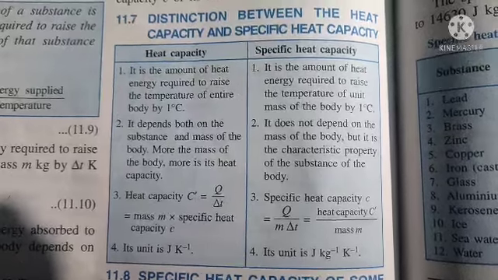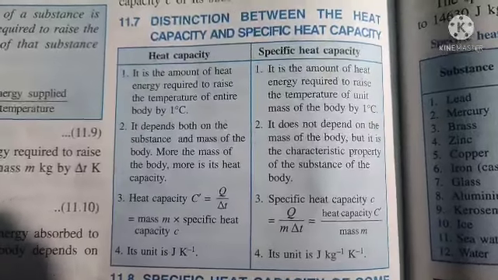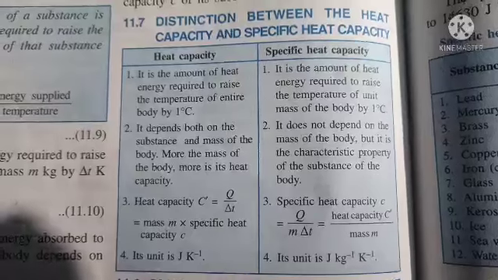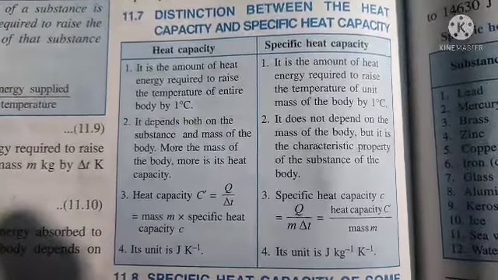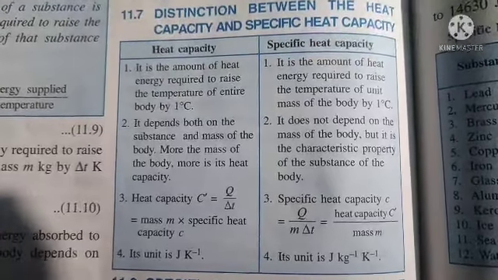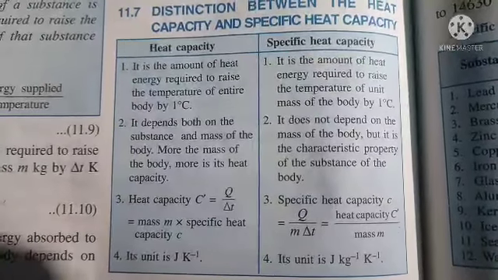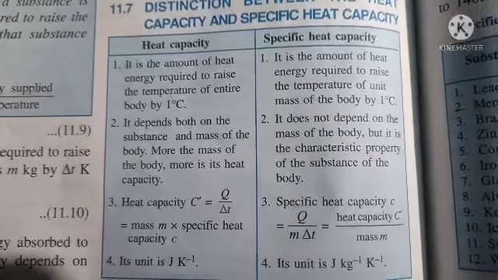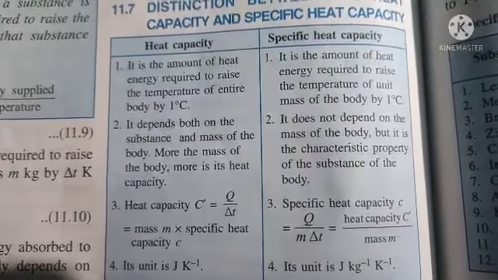Okay, now let's understand the difference between the heat capacity and specific heat capacity. Heat capacity is the amount of heat which is required to raise the temperature of the entire body by 1 degree Celsius. And specific heat capacity is the amount of heat energy which is required to raise the temperature of unit mass of the body by 1 degree Celsius. Okay, of unit mass, not the entire body. That means of 1 gram mass or 1 kg mass, depending upon which unit you're using.